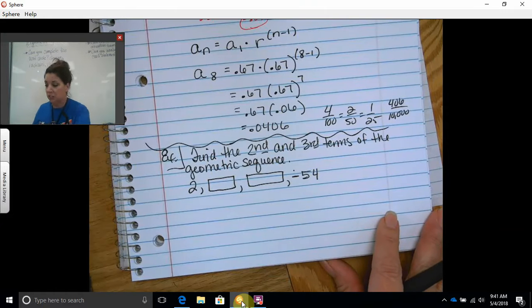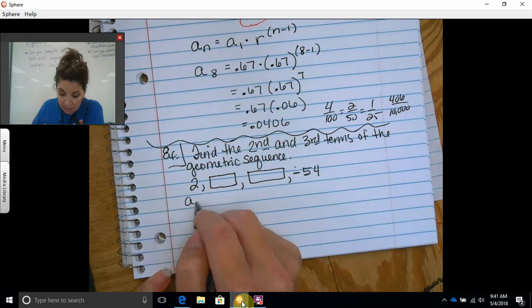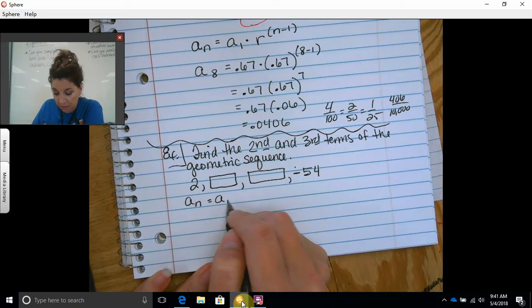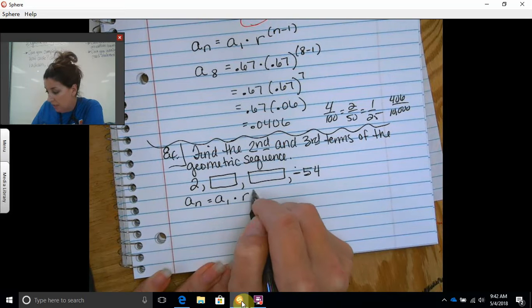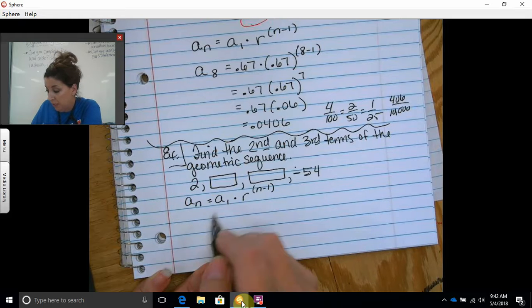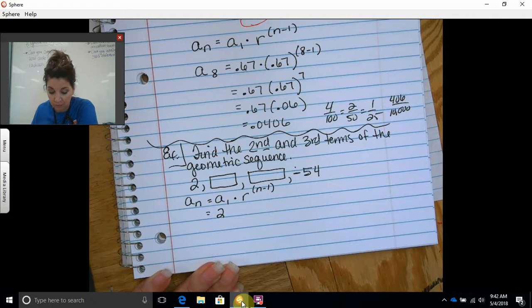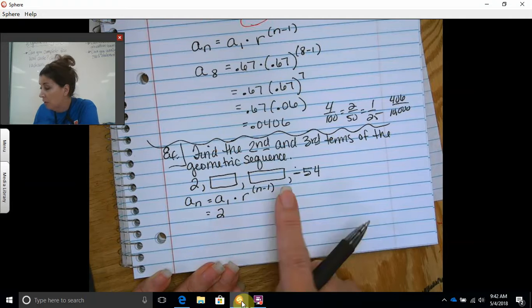All right, so what I would do is, first of all, I'm going to write down the formula. A sub n equals A sub 1 times r raised to the n minus 1. Okay, we don't know what the common ratio is. We know what the first term is, right? We know the first term is 2. We don't know what the common ratio is. We know what the fourth term is, okay?